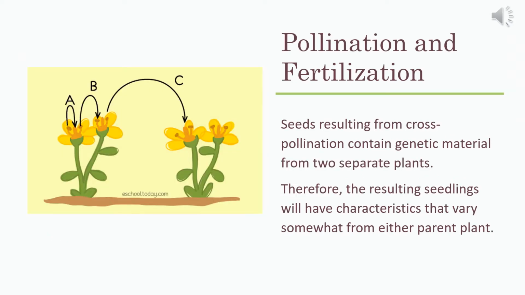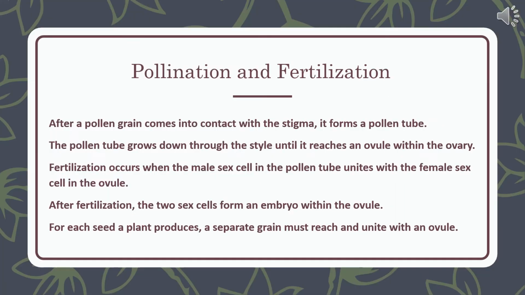As we discussed in a previous lecture, when we have seeds that come from the cross-pollination of two separate plants, we have a blending of that genetic material. So there are going to be characteristics present from each parent plant, and the offspring is not going to be identical to either.